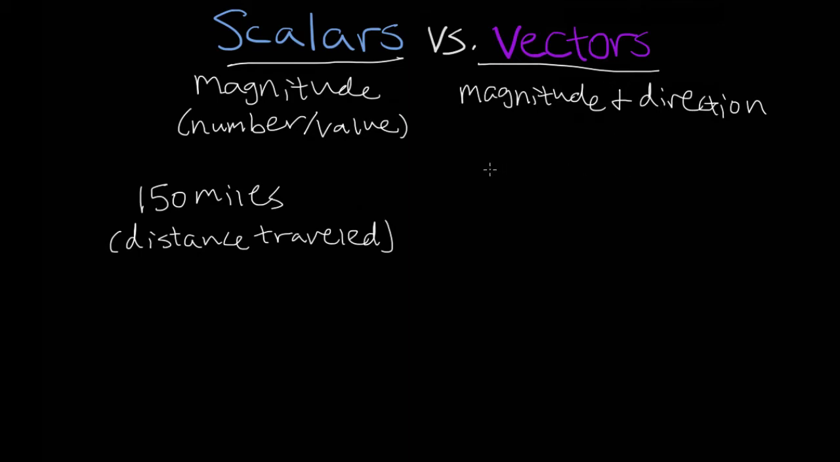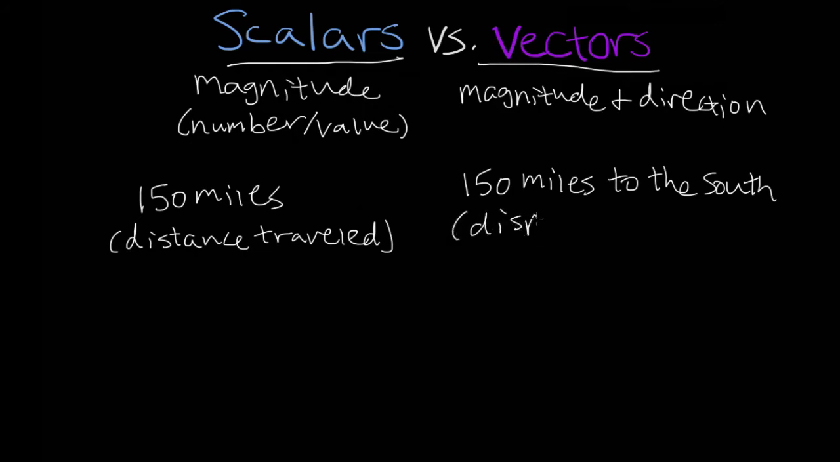Now the vector version of this, on the other hand, would be, say, 150 miles, and we define it traveling to the south. So because it has both magnitude, which is the 150 miles, and direction, which is to the south, this would be a vector quantity. And we would call this our displacement in physics. Displacement.